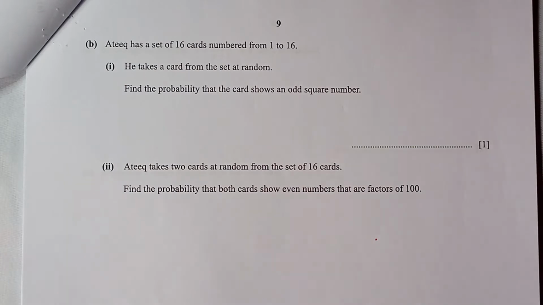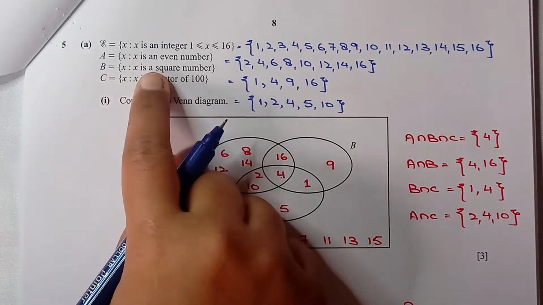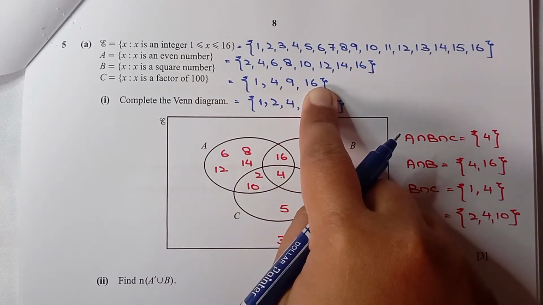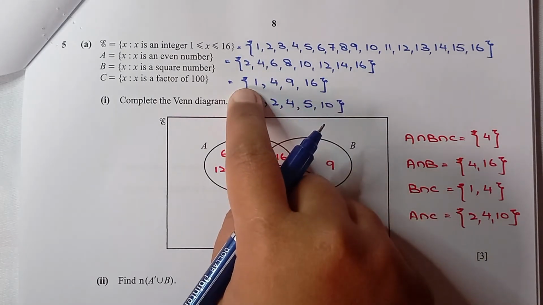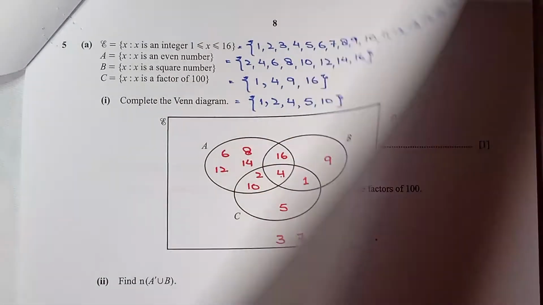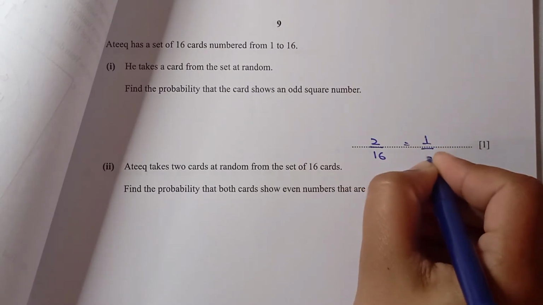Now for the B part, Atik has a set of 16 cards numbered from 1 to 16. In the first part, he takes a card from the set at random. Find the probability that the card shows an odd square number. Okay, so if we go back to the set B, set B is a set of square numbers. Square numbers are 1, 4, 9, and 16. So how many are odd square numbers? 1 is an odd square number and 9 is an odd square number. 4 and 16 are even square numbers. So there are 2 odd square numbers out of 16. So this would be equal to 1 out of 8.